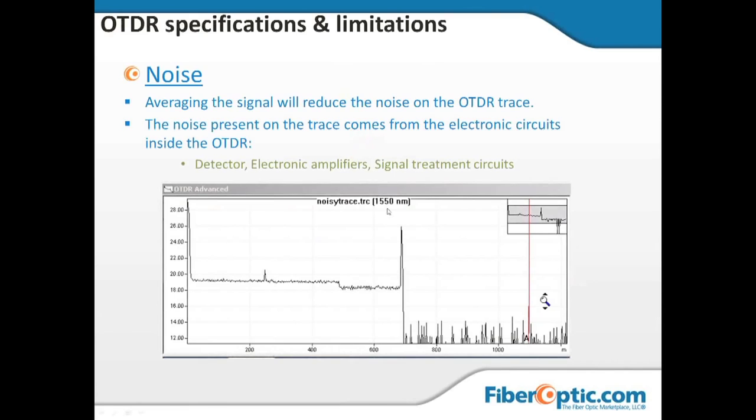Now, noise. We talked about noise a minute ago. The thing to remember is that noise is not coming from the light. Noise is not inherently on the glass. The noise in the trace actually comes from the OTDR. We've got detectors, amplifiers, signal treatment circuits, all kinds of electronics on board that are causing the noise.